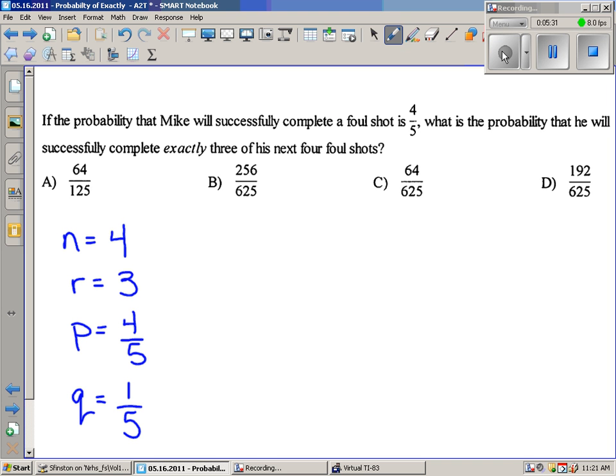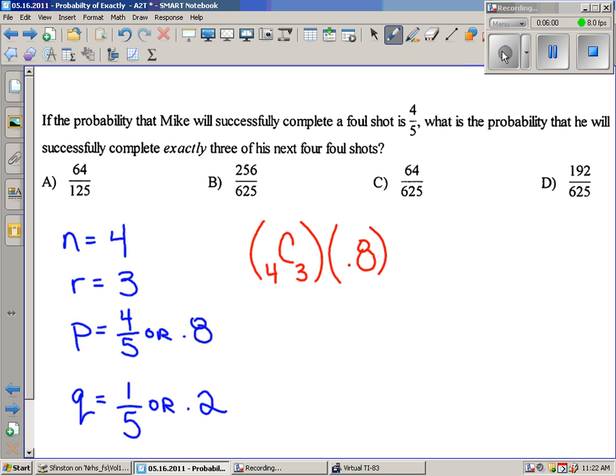Oh, 4/5 is 80%. Would you rather have it as a fraction, or you want me to convert it to a decimal for you guys? 1/5 or 0.2. It's the same thing. Now all we're going to do is plug it into our formula. We're going to plug in 4C3, 0.8 raised to the third, 0.2 raised to the first.